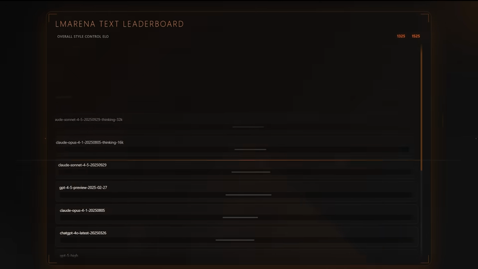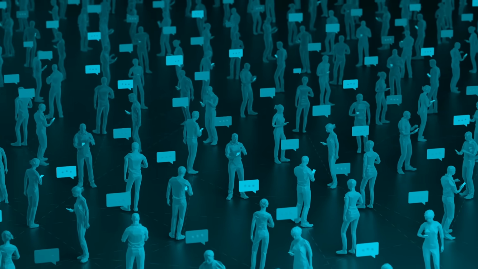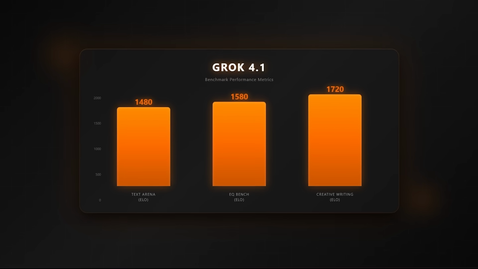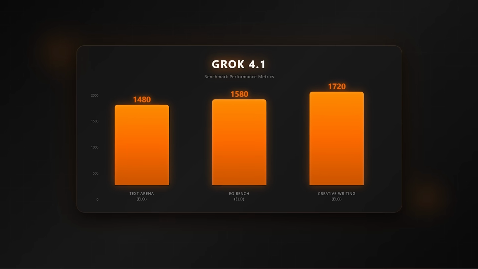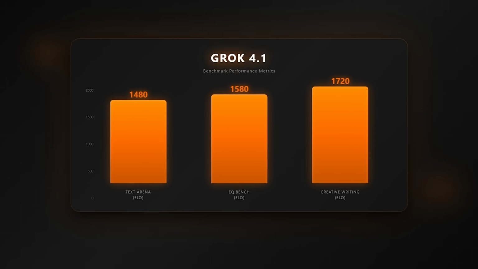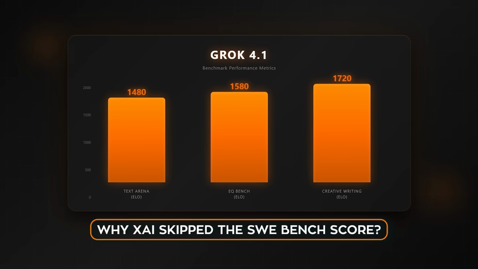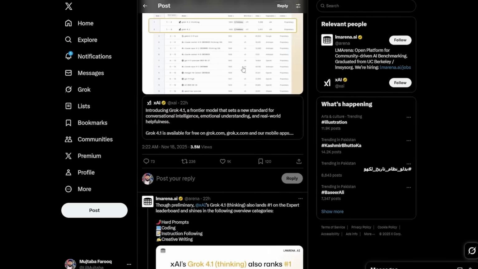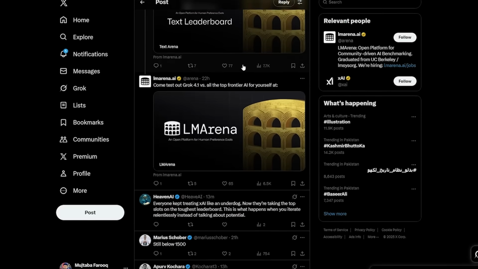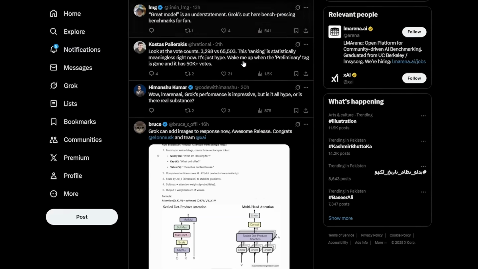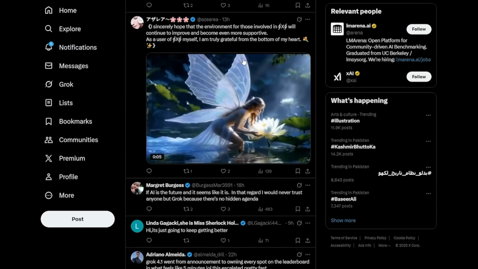Once the benchmarks dropped, things escalated fast. People were sharing screenshots showing 4.1, thinking at the top of Text Arena with 1,483, number one on EQ Bench, almost catching GPT 5.1 in creative writing, and cutting hallucinations by more than half. Someone even asked why XAI skipped the SWE bench score, which sparked a small debate. Creators from Spain and Portugal joked that everyone was waiting for Gemini 3 and suddenly Grok took over the timeline, and honestly, XAI really is pushing updates like weekly patches at this point.